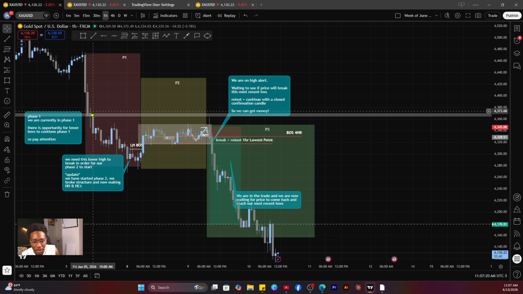You know, this blue candle here. And so you need to pay attention until you get a breaker structure. You are still in phase 2. And then you can see me continue making notes. We need this lower high to break in order for our phase 2 to start.